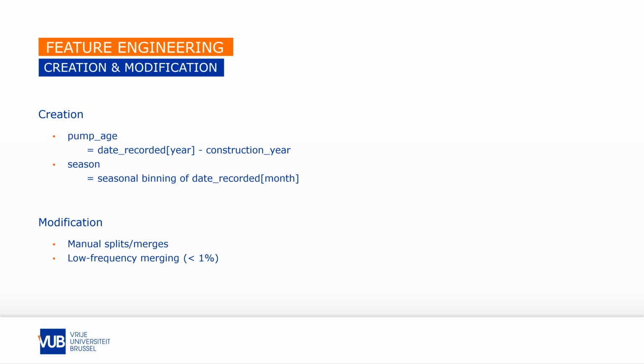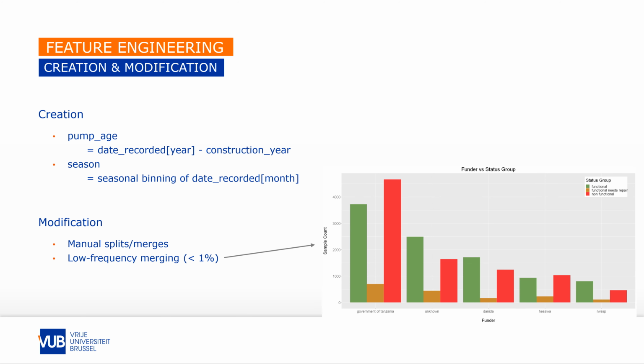One thing we also did was splitting or merging levels. A good example of why this merging can be important is funder. Funder had 2000 levels, of which some seemed very populated and seemed important, but a lot of them were too small to be informative. We decided to not drop the feature as a whole, but just merge all levels that represent less than 1% of samples.